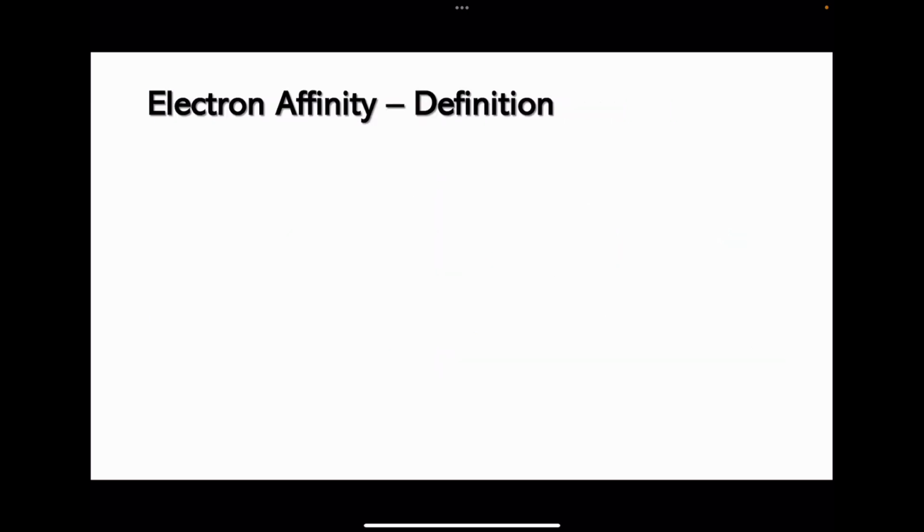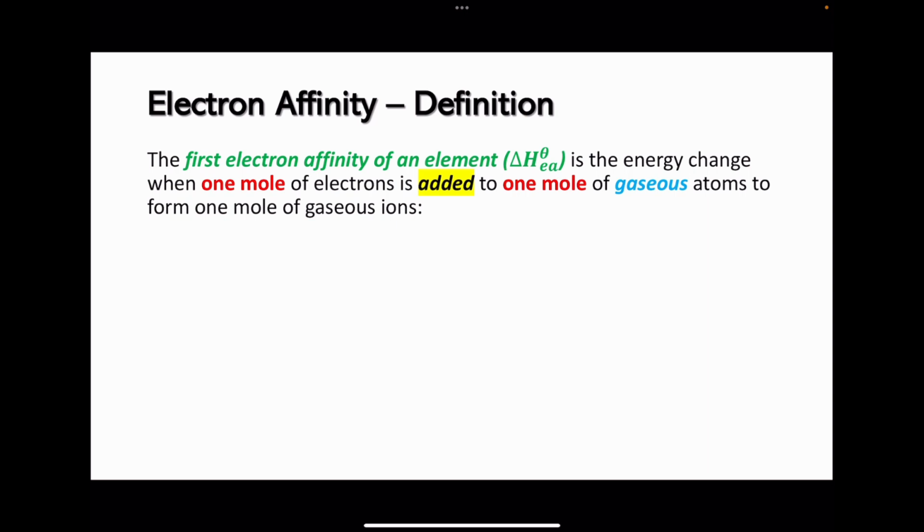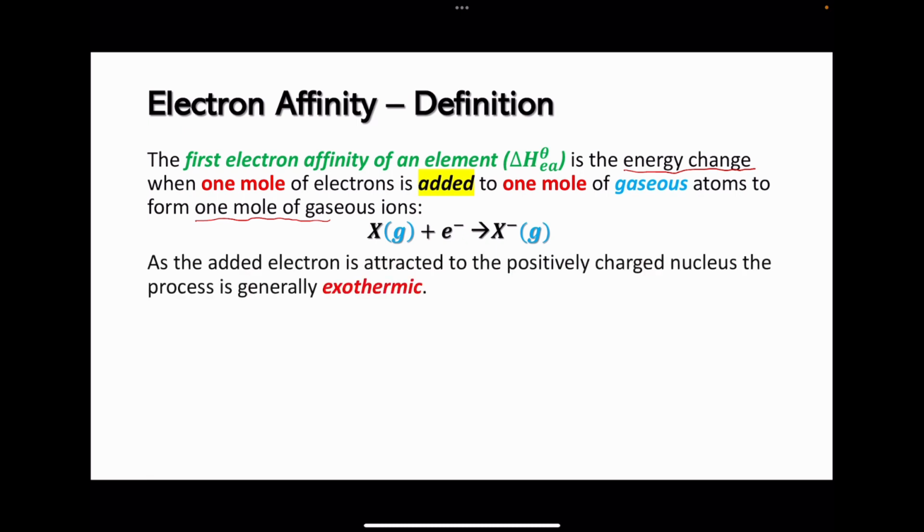Now, electron affinity. The first electron affinity of an element is the energy change, so we're talking about enthalpy now, when 1 mole of electrons is added to 1 mole of gaseous atoms to form 1 mole of gaseous ions. As the added electron is attracted to the positively charged nucleus, the process is generally exothermic.